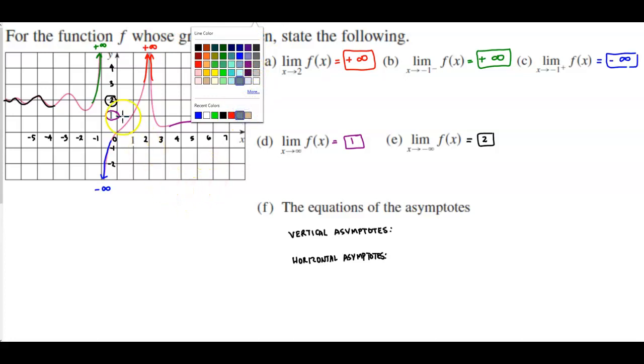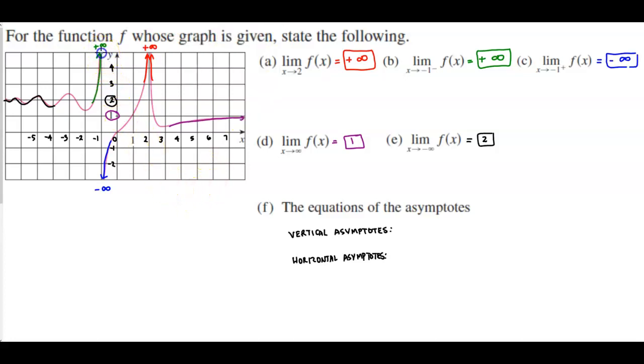All right, so let's take a look at the vertical asymptotes. Well, here we have a vertical asymptote that's going through the value of -1. So we have one equation of a vertical asymptote where x is equal to -1. And then we have another vertical asymptote here that's going through 2. So we have another one at x is equal to 2.